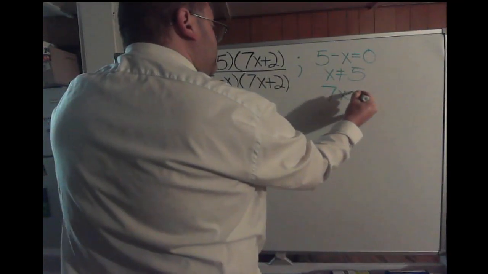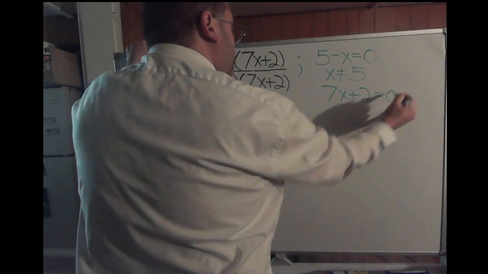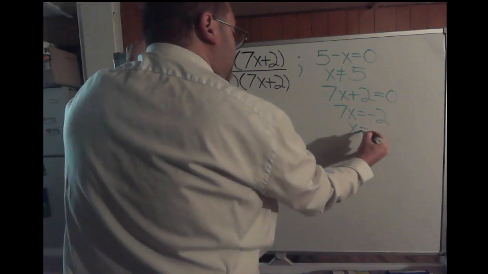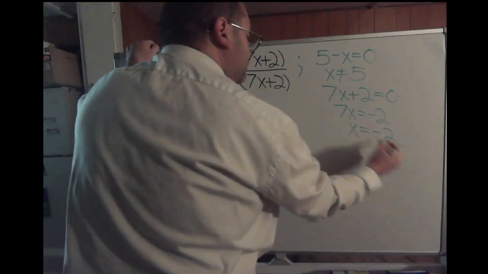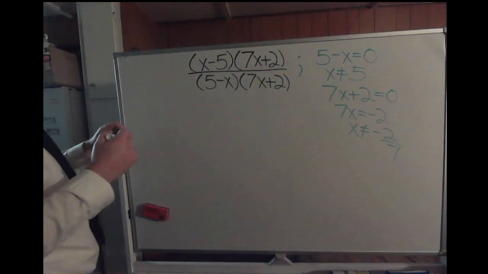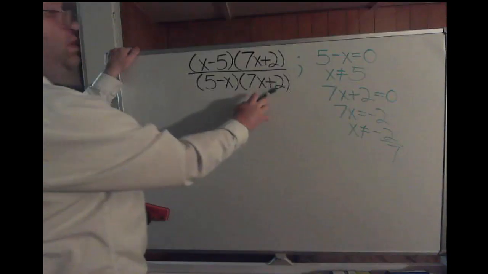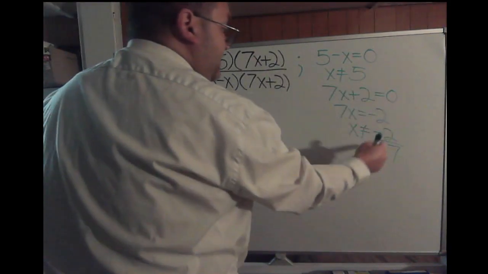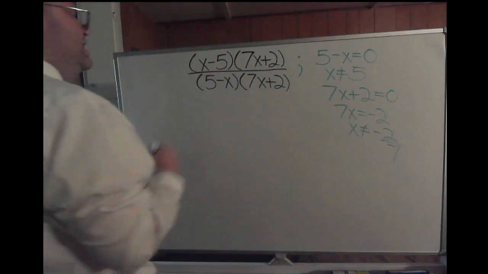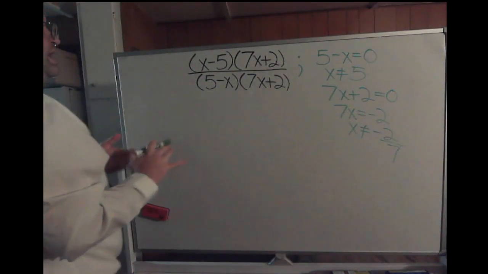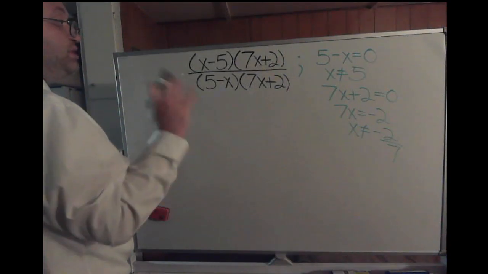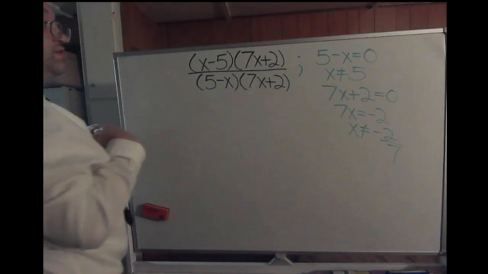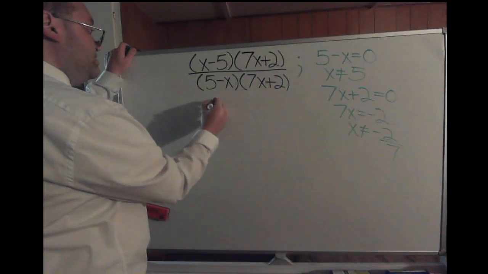Next, take your 7x plus 2, set that equal to 0. That means 7x is equal to -2. Then x would be equal to -2/7, which means that x cannot equal -2/7, because if it does, you also get a denominator of 0, making the expression undefined. So x cannot equal 5 or -2/7. Now, here's what we're going to do. It's plain to see at first that we have a 7x plus 2 in the numerator and denominator that'll factor out. So let's go ahead and do that.